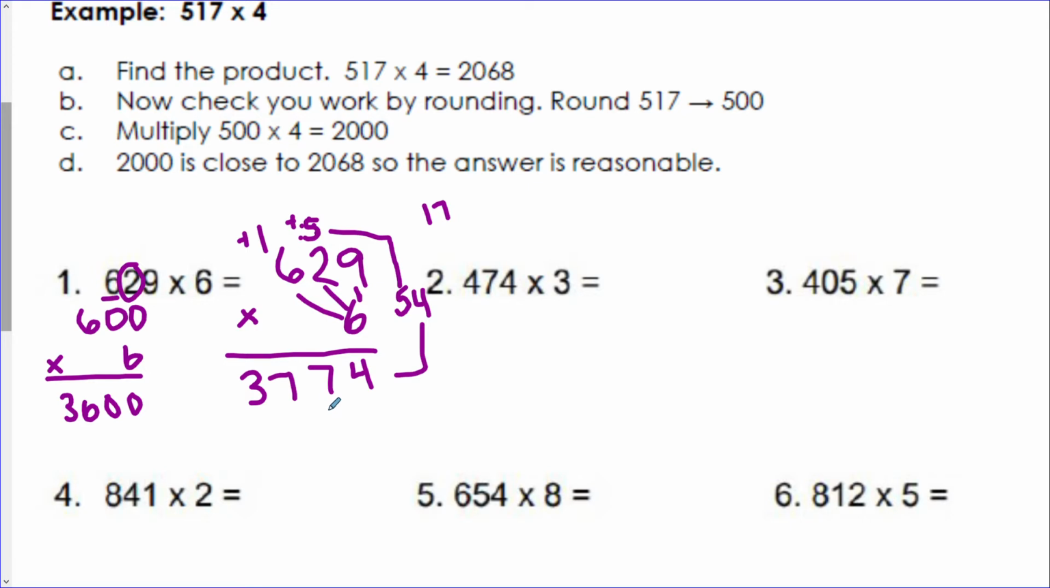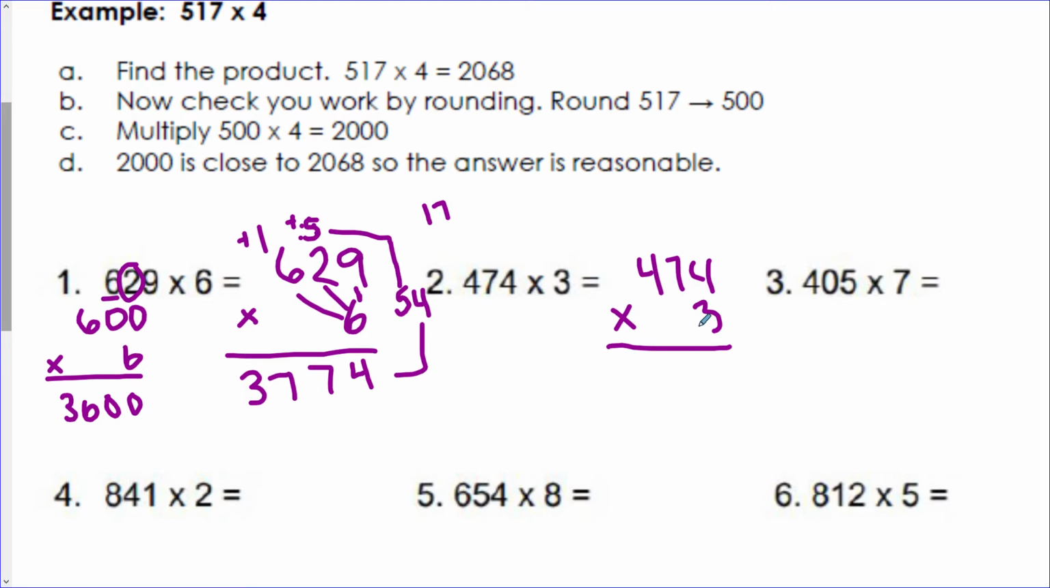So let's take a look at the next one. All right. 474 times 3. Again, don't try to solve these horizontally. We're going to flip it, go upside down, or go vertically. We're going to go 474 times 3. Again, it's really important, boys and girls, I can't stress this enough, that we need to learn our math facts so you don't have to draw pictures for every single one of these.